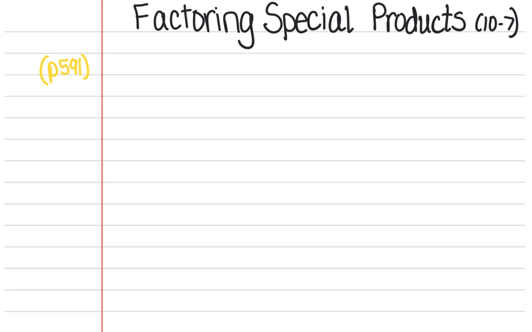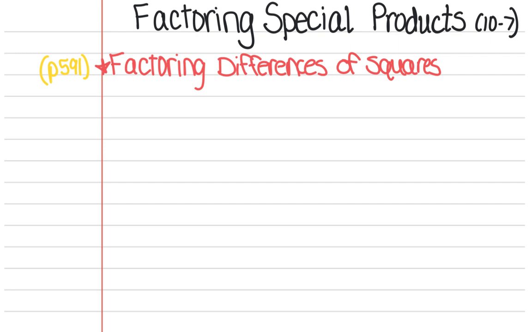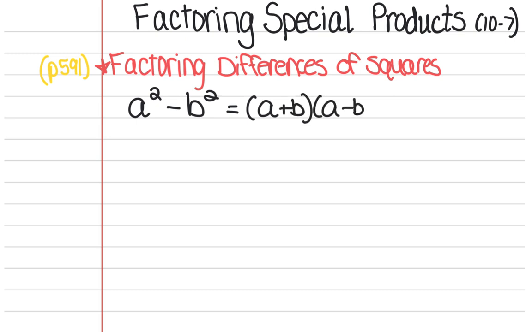All right, the first special product we're going to work with is the difference of squares. To write this in symbols, when we have something like a squared minus b squared, so we're subtracting 2 perfect squares, that's going to be equal to a plus b times a minus b. Or you could flip those around and say a minus b times a plus b.